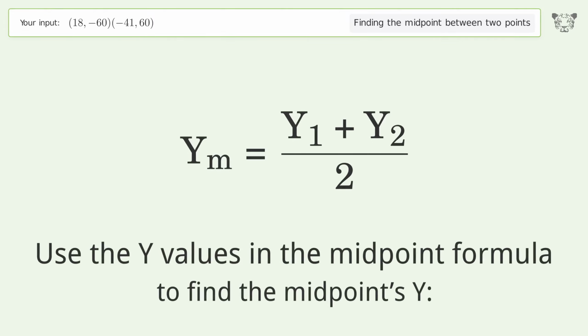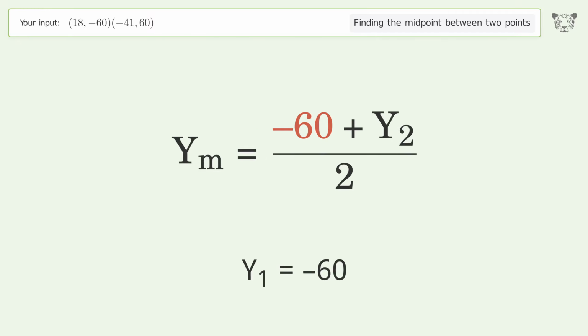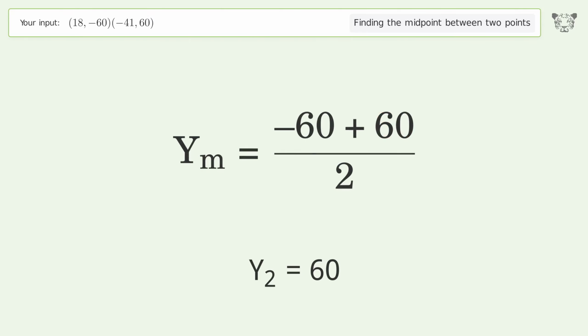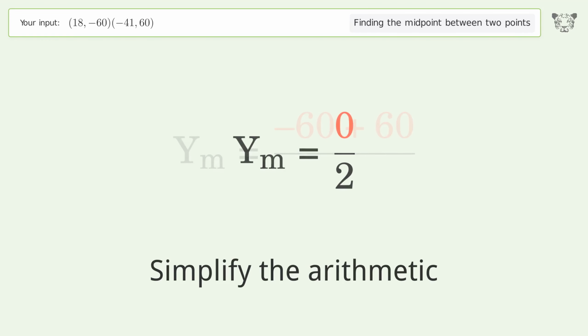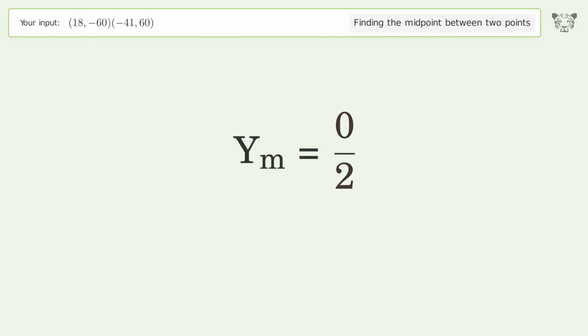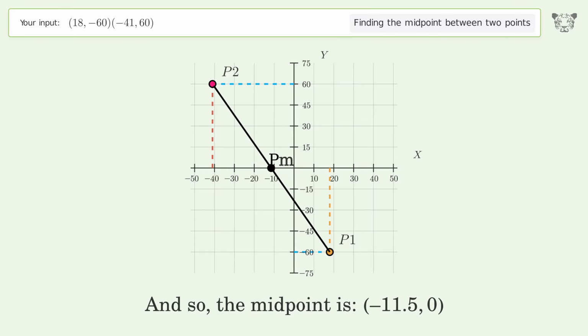Use the y values in the midpoint formula to find the midpoints y. y1 equals negative 60. y2 equals 60. Simplify the arithmetic. And so, the midpoint is negative 11.50.